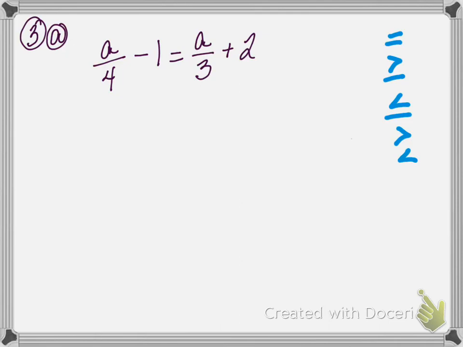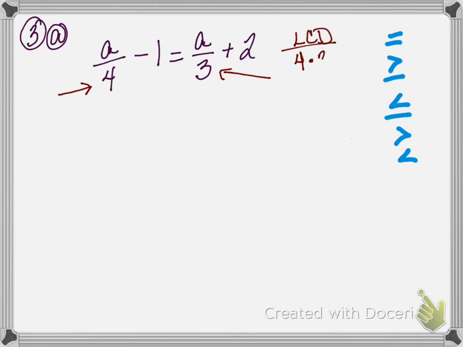Okay, now this is a rational. It's not too terribly bad because we don't have variables in the bottom. But the first thing that I want to do is get rid of my denominator. Okay, I want to get rid of that 4 and I want to get rid of that 3. So if I look at my least common denominator, I would have a 4.